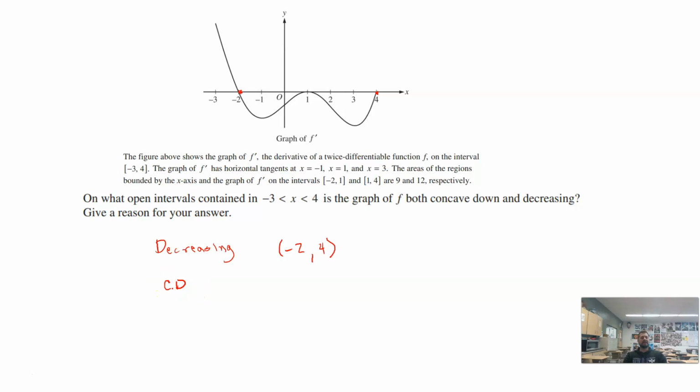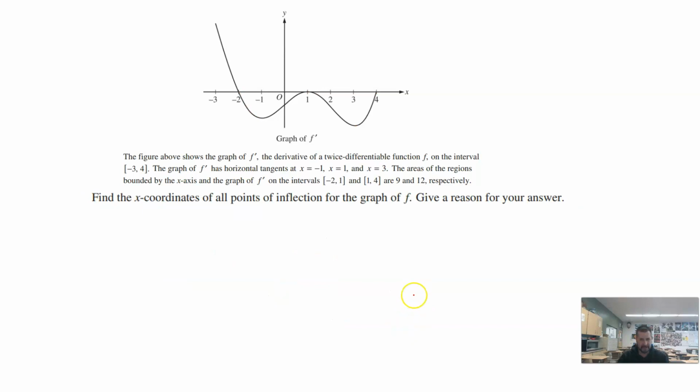Now, where we tell that the original function is concave down is we look to see where the derivative graph is actually decreasing and on what interval. So I can see from -2 to -1 it's decreasing. And I can see from 1 to 3, it's also decreasing. So my answer is actually both of these. Since the graph is below the x-axis the entire time, this is where it's also concave down. So concave down and decreasing, I'm looking for both of those things. Hopefully that makes sense. We have to look for both of them happening at the same time.